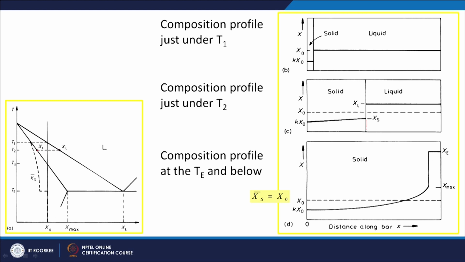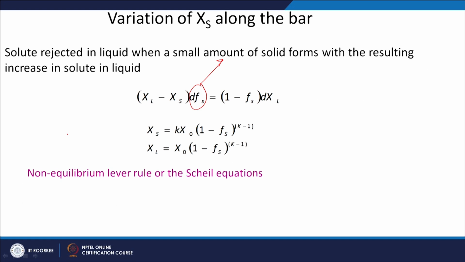composition of liquid from which I am forming this solid. So, this much amount of liquid has to be rejected in the liquid, then only I can form the solid of excess composition. So, I am forming a solid of excess composition from a composition of liquid which is given by XL. So, I have to reject this much solute whenever a small amount of solid is forming into liquid. So, XL minus excess amount of solute has to be rejected when I am forming a small amount of solid, and with the resulting increase in solute in liquid.